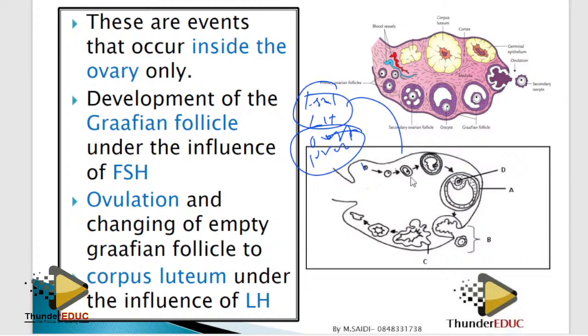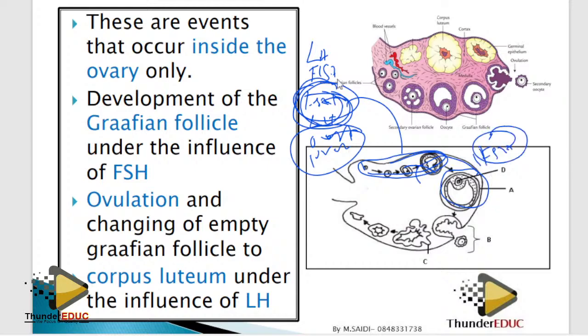Look, here this one is developing, so it's under the influence of these two hormones. When you're talking about the development, you only talk about these two hormones which come from the brain. This one is developing because of the follicle-stimulating hormone, a hormone which stimulates the development of the follicle. Simple. Done.